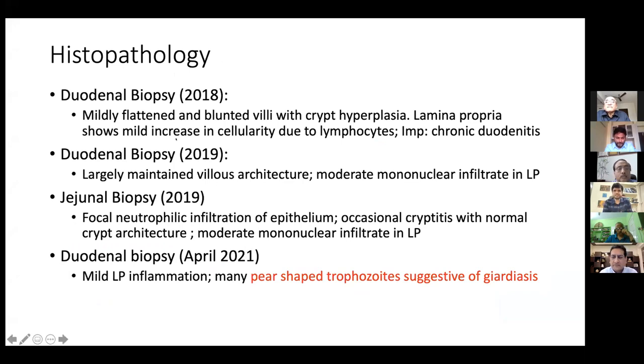Duodenal biopsies mainly showed, in one of them, mildly flattened and blunted villi with crypt hyperplasia, but a repeat biopsy showed largely maintained villous architecture. A jejunal biopsy showed focal neutrophilic infiltration with occasional cryptitis and normal crypt architecture. A duodenal biopsy that was then done in April 2021 showed mild lymphoplasmacytic inflammation with many pear-shaped trophozoites suggestive of Giardia.